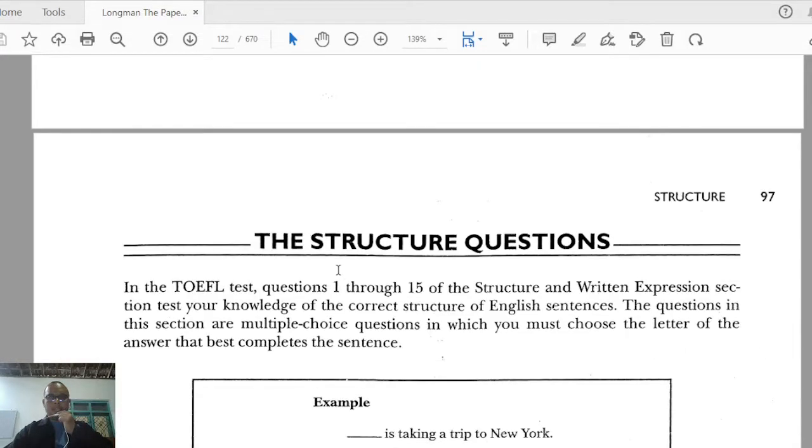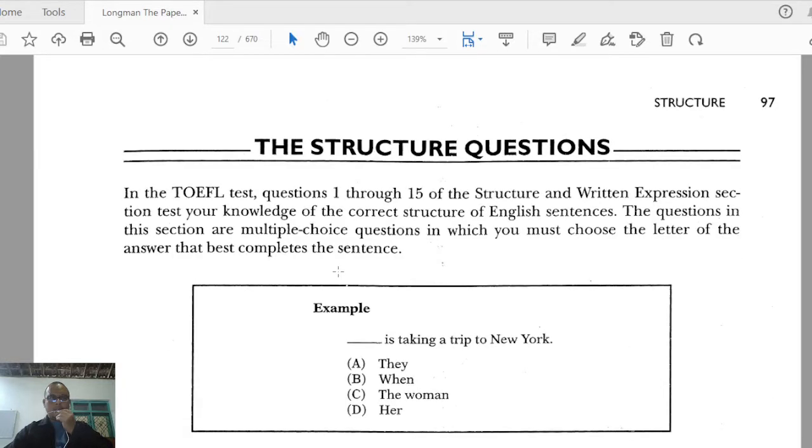Okay, page 97, the structure question. In the next test, questions 1 through 15 of the structure and written expression section test your knowledge of the correct structure of English sentences. The questions in this section are multiple choice questions in which you must choose the letter of the answer that best completes the sentence. Okay.